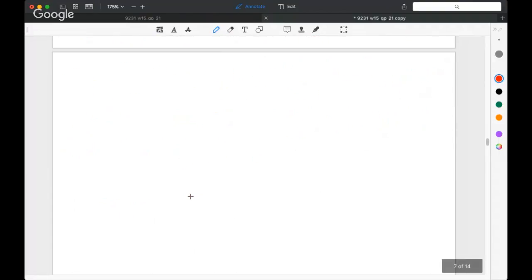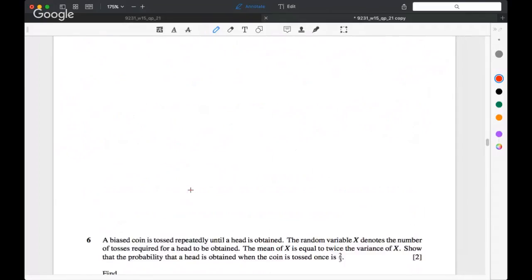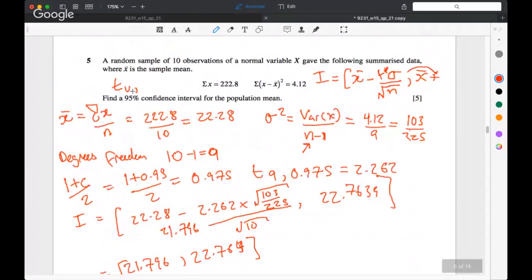Where does 2.26 come from? Oh yeah, sorry. It comes from the t star value. To find the t star value, what we needed were the number of degrees of freedom, which is the number of observations minus 1, which is 9.